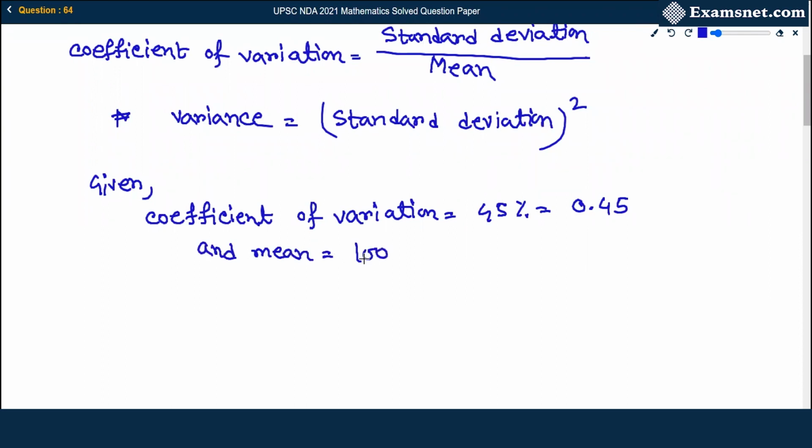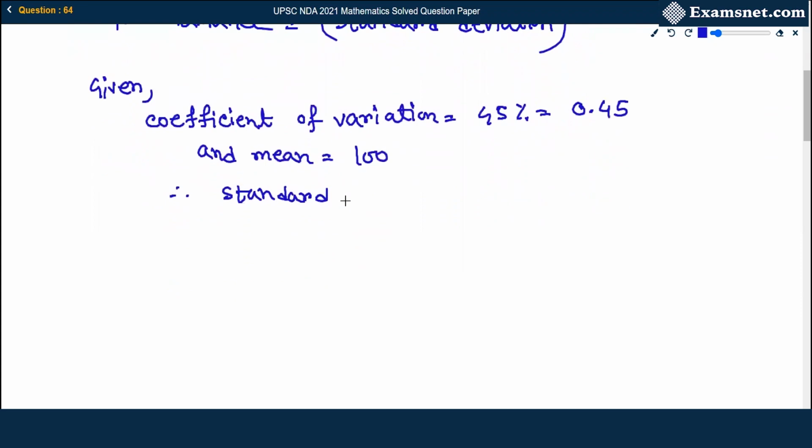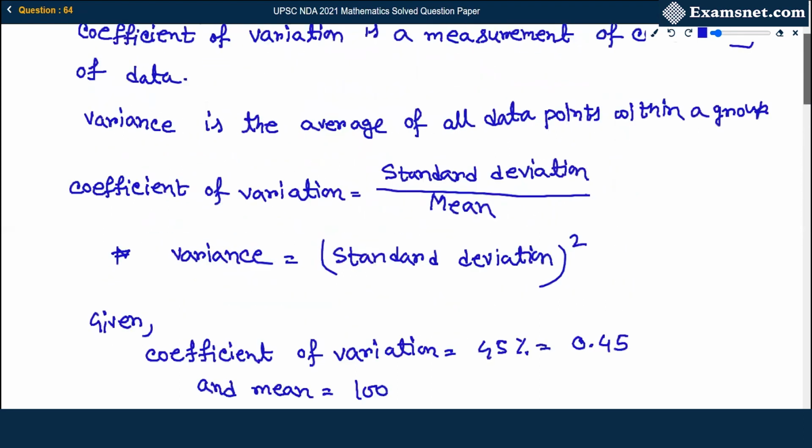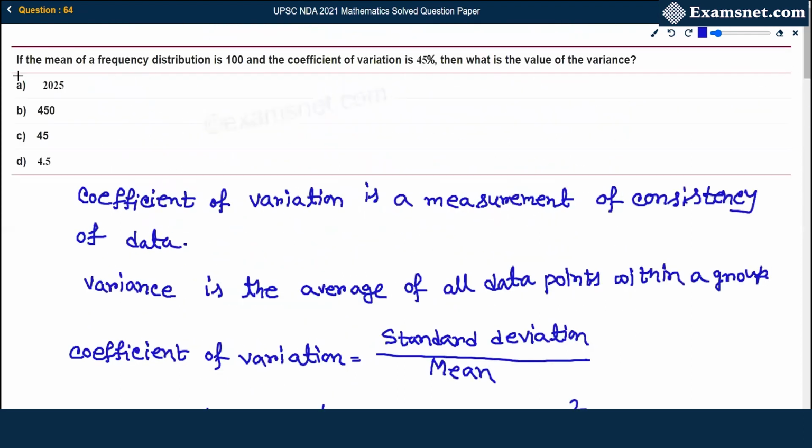And mean is 100. So therefore standard deviation is 0.45 multiplied by 100, that is 45. So therefore variance is 45 whole square. So it will give us the value 2025. So we have got the required value for variance, that is 2025. Option A is the correct answer.